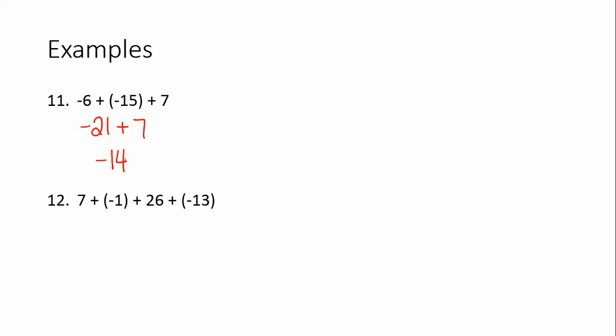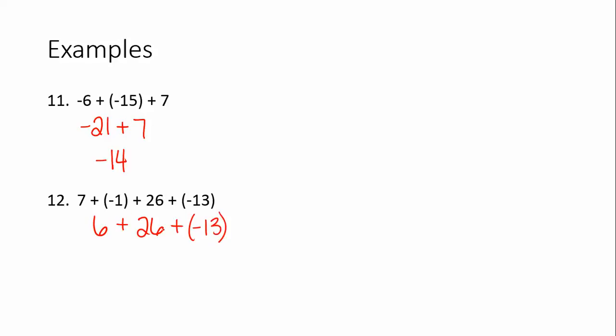The last example, working from left to right, 7 plus negative 1, so those have opposite signs, so you're subtracting to get 6, and it should be positive because the 7 is bigger than the 1. I'm going to bring the rest of the problem down. Plus 26 plus negative 13.